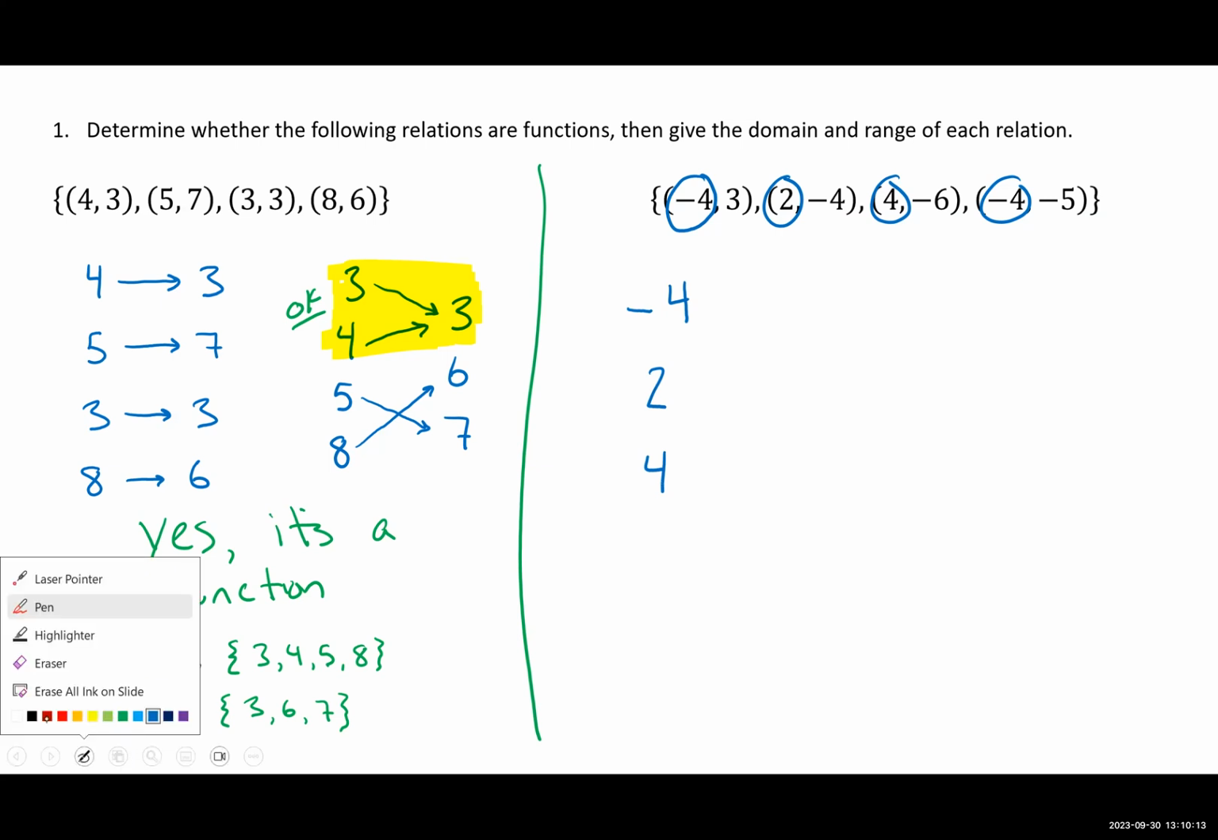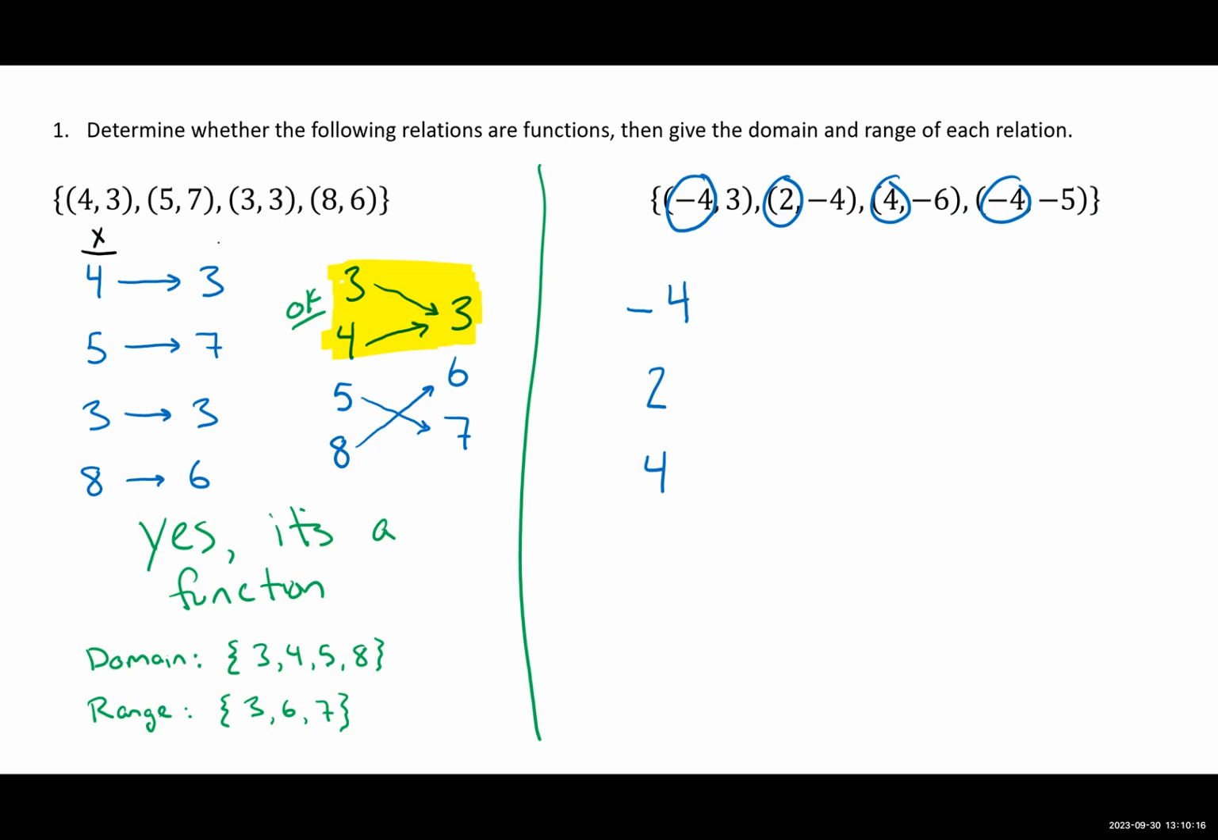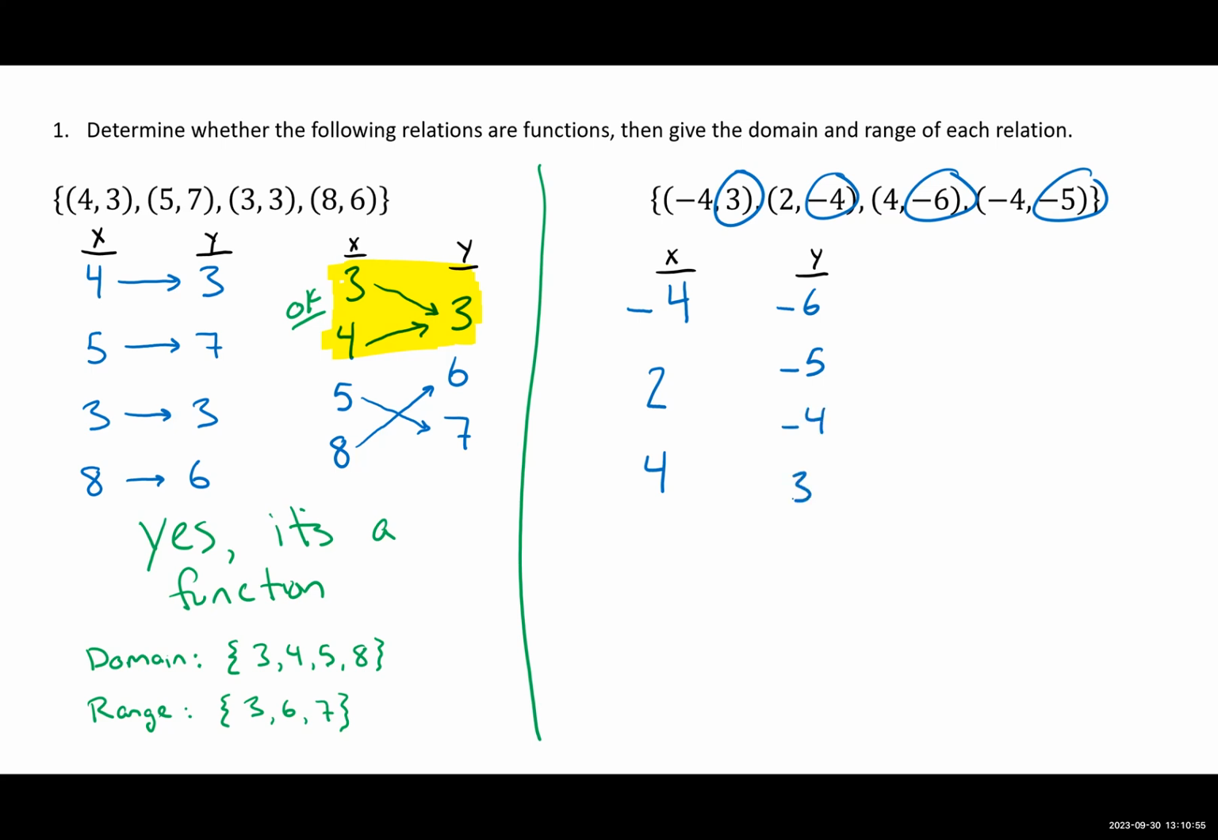So let me label this x, y, and x, y. Over here are the x's, over here are the y values. Our y values are 3, negative 4, negative 6, and negative 5. We have four different y values. I'll write them in ascending order: negative 6 is the smallest, then negative 5, then negative 4, and then positive 3.